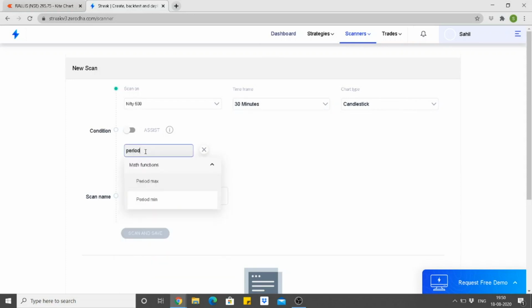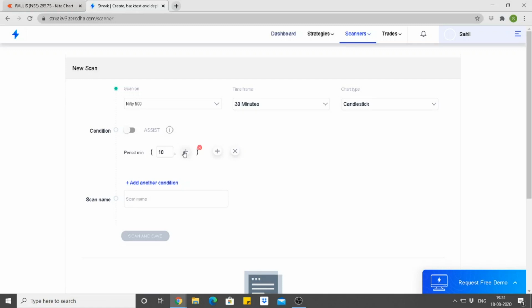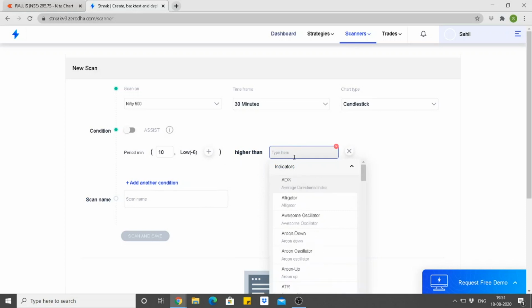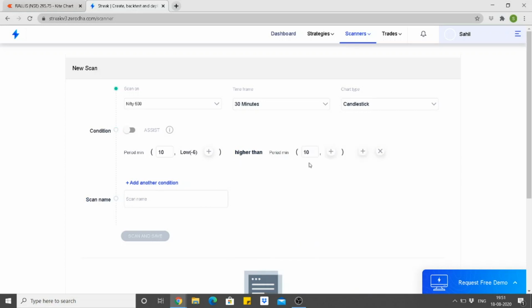So like I said, we are trying to define the lowest low that was formed in the 10 periods prior to the most recent 6 periods. And that particular lowest low should be higher than the lowest low that was formed in the 10 periods prior to those 10 periods, which is why we have an offset of -16. Similarly, we will add two more conditions in order to define successively increasing lows. This is going to define an uptrend in our scanner.